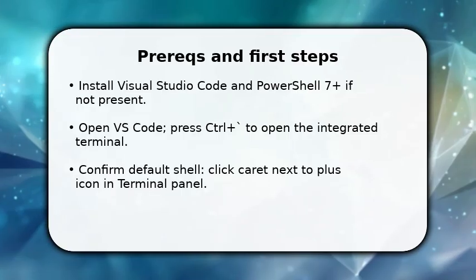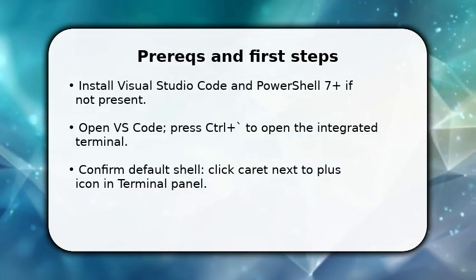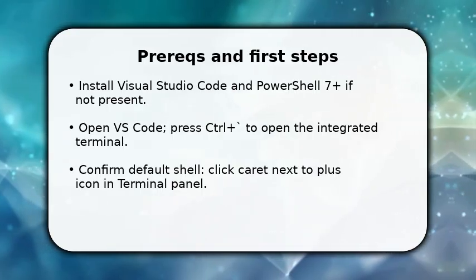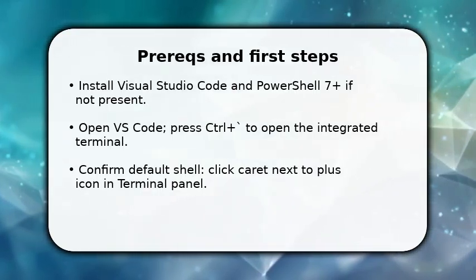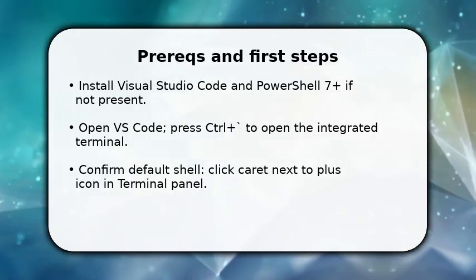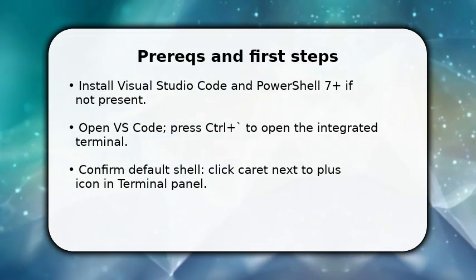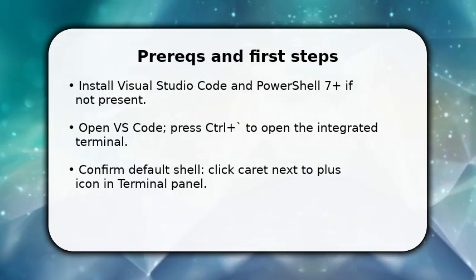You'll start by ensuring VS Code and a modern PowerShell are installed. This lets you run scripts reliably. Once done, open VS Code and press Ctrl+backtick to reveal the integrated terminal immediately. Make sure to look for the terminal drop-down caret next to the plus icon. That's where you select shells. You're doing this now so the rest of the setup is fast.